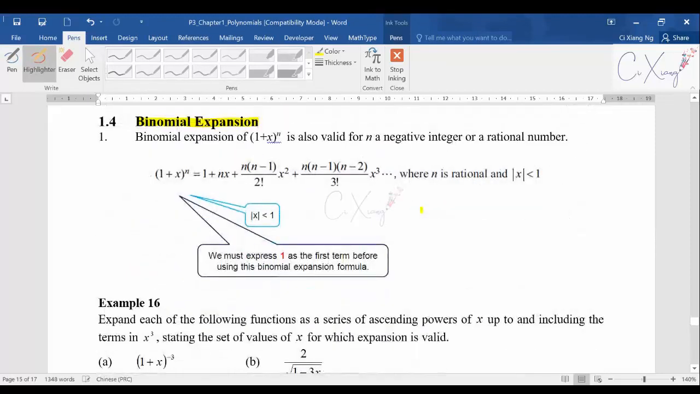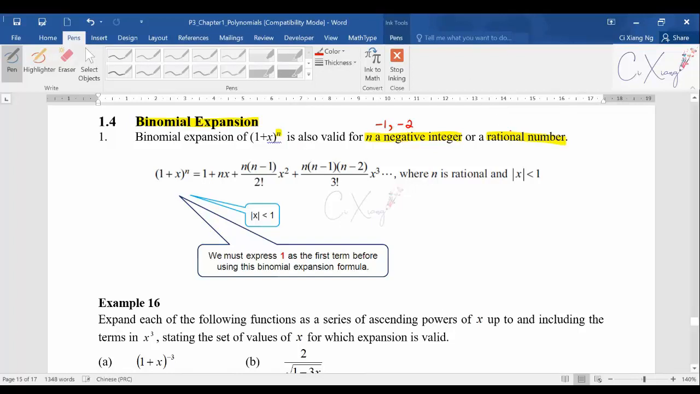Again, for the A2 syllabus binomial expansion, we are going to focus on (1 + x)^n, where we apply the formula when n is a negative integer or a rational number. Negative integer means, for example, power negative 1, power negative 2, and so on. So you cannot use the AS method to expand it. You have to apply a new formula.